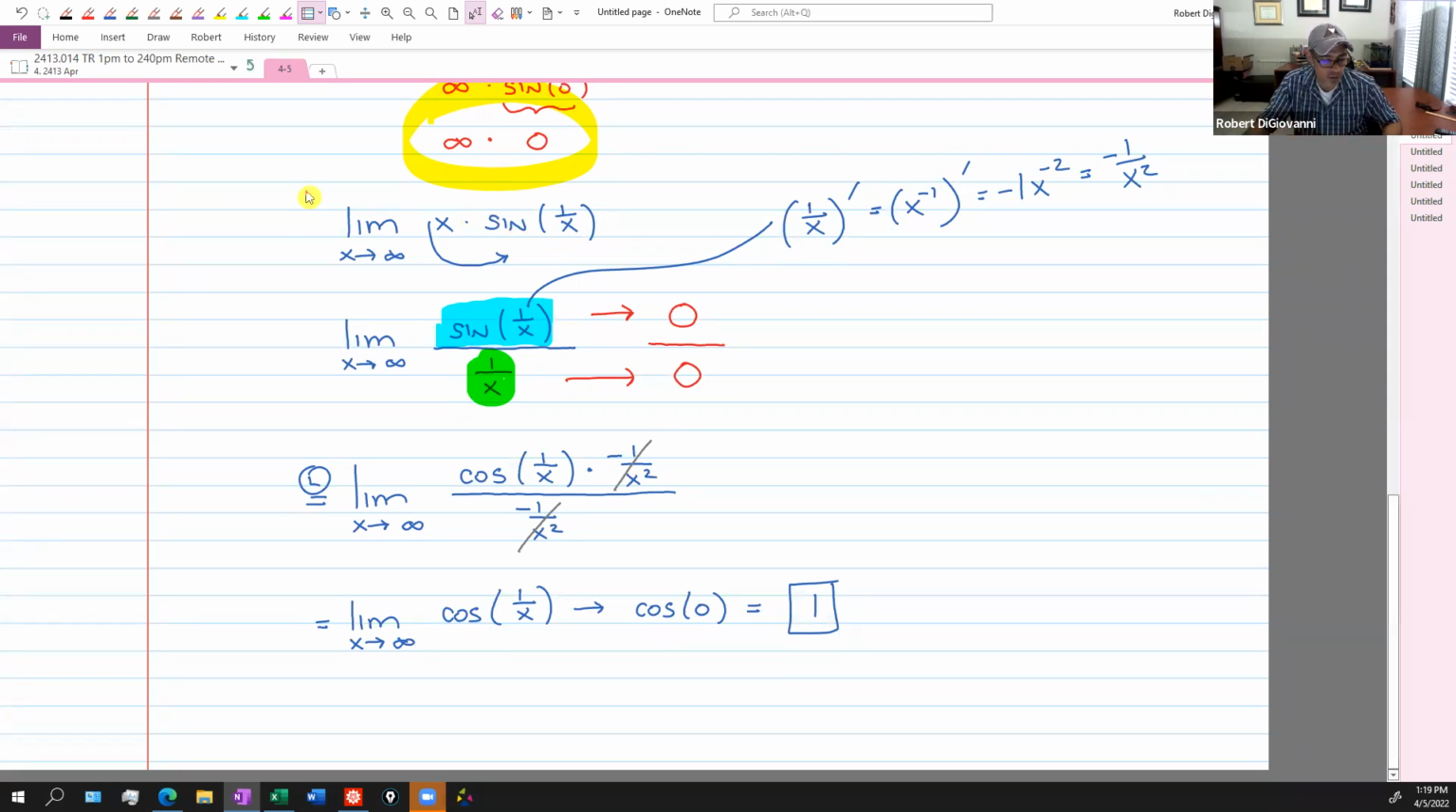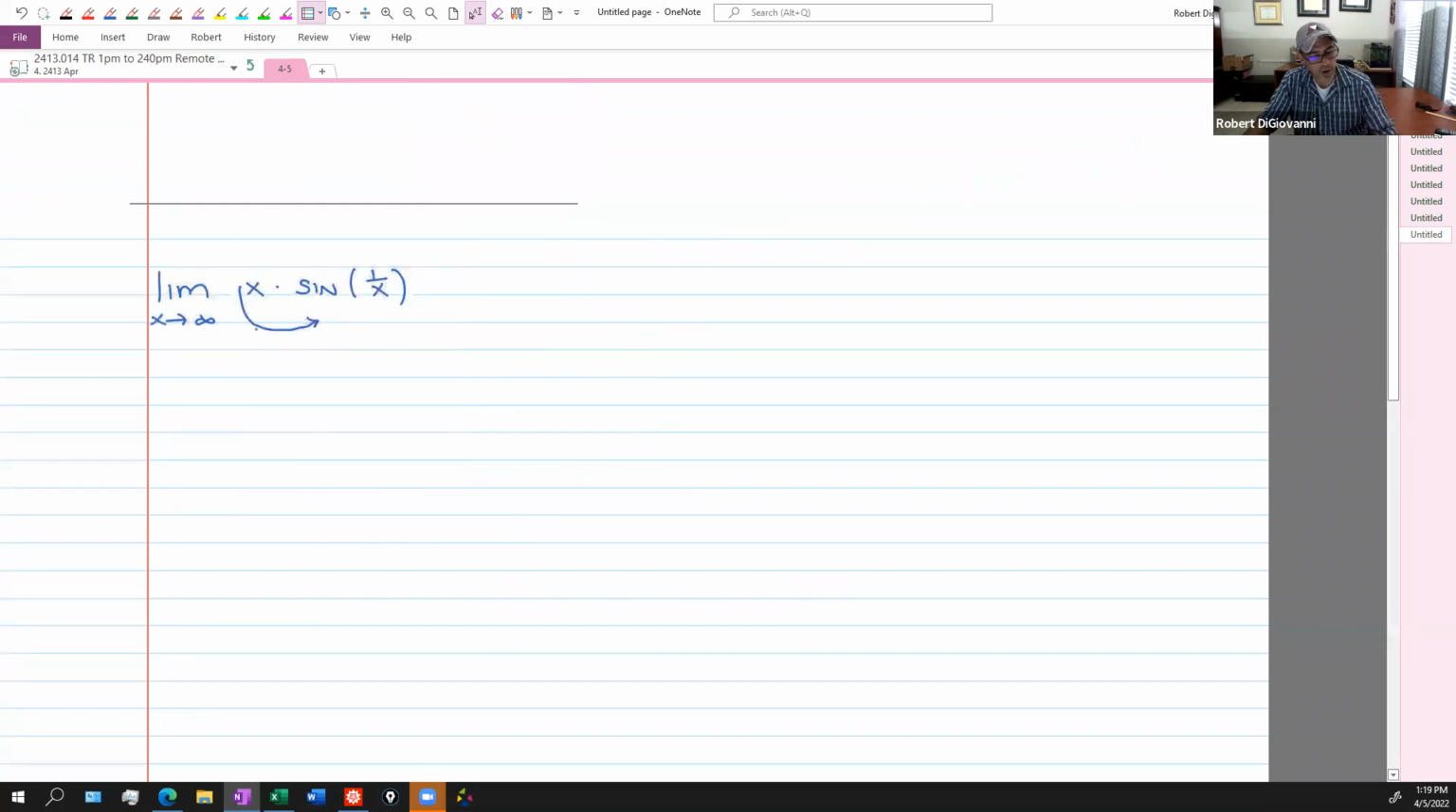Why didn't I drop the other one? Let's see why. What if I would have started with this? I said to myself, okay, that's infinity times 0, I've got to drop one. So what if I leave the x on top and drop this one? I would have to do 1 over sine of 1 over x. Do you all agree that's the same thing? I mean, it is, right? You could bring that sine of 1 over x back up.